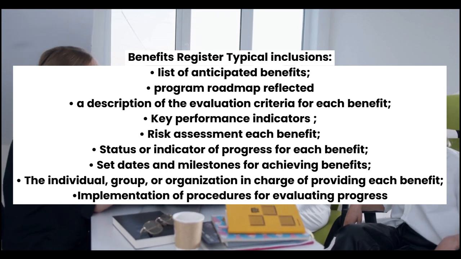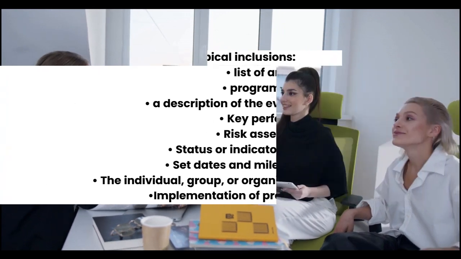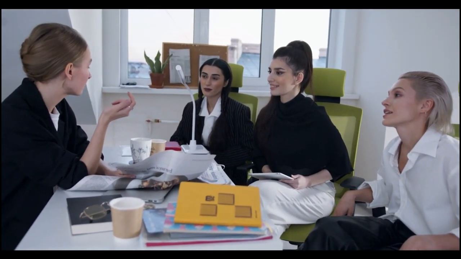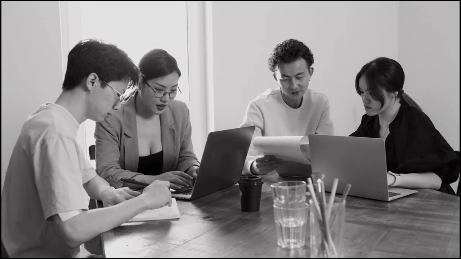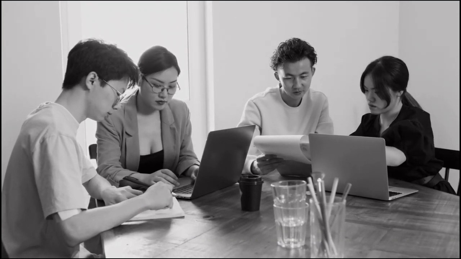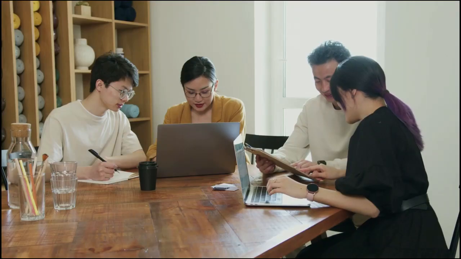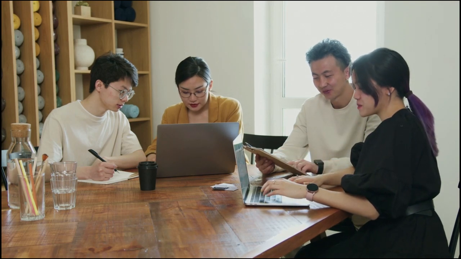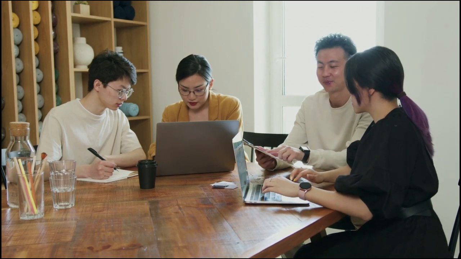A description of the evaluation criteria for each benefit. Key performance indicators and thresholds for assessing how well they are performed. Risk assessment and the likelihood of obtaining the benefit. Status or indicator of progress for each benefit. Set dates and milestones for achieving benefits. The individual, group, or organization in charge of providing each benefit. Implementation of procedures for evaluating progress in relation to the benefits plan, and the procedures for tracking and communicating that are required to document program progress and provide a report to stakeholders.